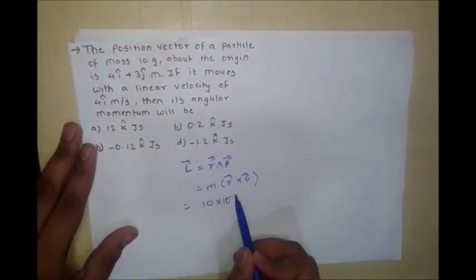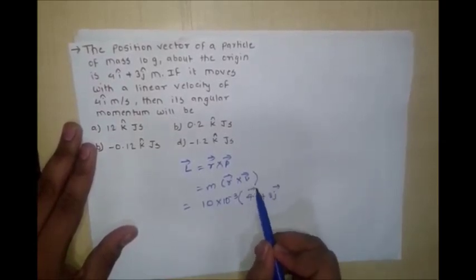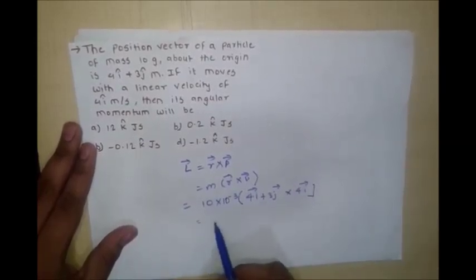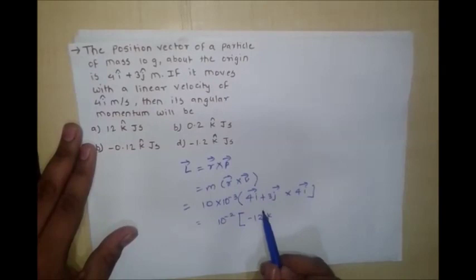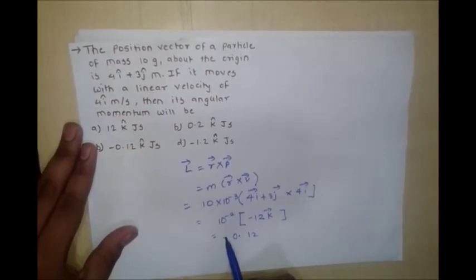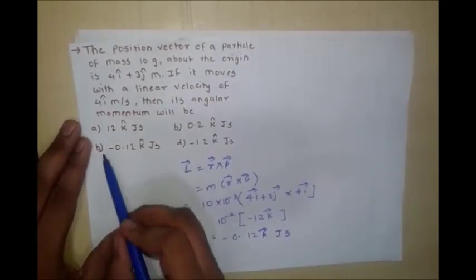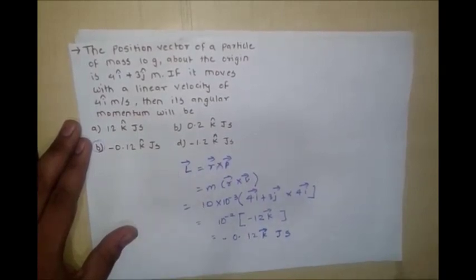10 into 10 raised to minus 3, 4i plus 3j into 4i, which is equal to 10 raised to minus 2 into minus 12 k, which is equal to 0.12 minus 0.12. So option B, minus 0.12 k joule second, is the correct answer.